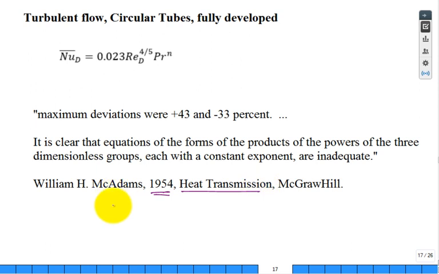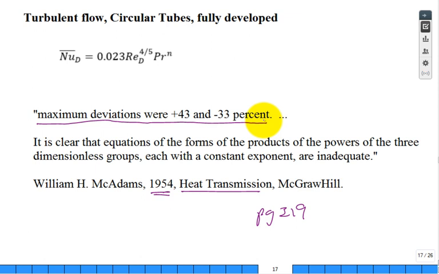It's a well-cited textbook. You'll find it cited in lots of heat transfer textbooks today. On a particular page where they talk about the Sieder-Tate and Dittus-Boelter correlations, page 219, it's very interesting because up here they have the description of the same equation, and down here is a little footnote, and they say maximum deviations were about plus 43 to minus 33%.